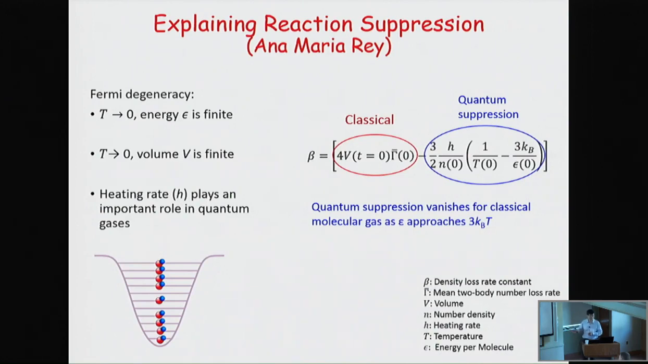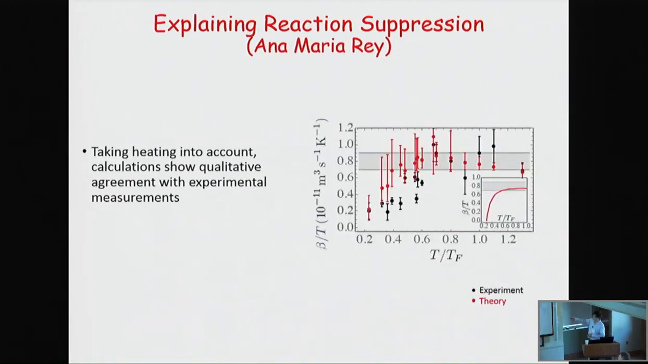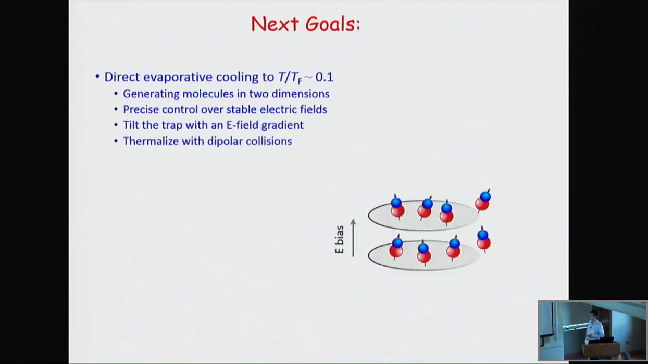Of course, that's not going to happen, right? There are higher order terms that are going to suppress it. But just the leading order term, you can see clearly that as you go below the degeneracy, this term multiplied by this heating rate is actually what's contributing to the loss of suppression of the two-body loss. In fact, they have done numerical simulations based on that model and now have a qualitative agreement with experimental measurements to explain this suppression of the loss in the quantum regime.